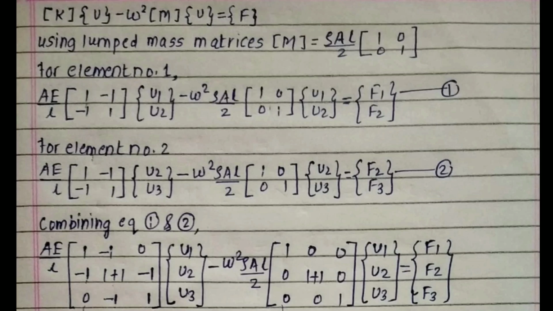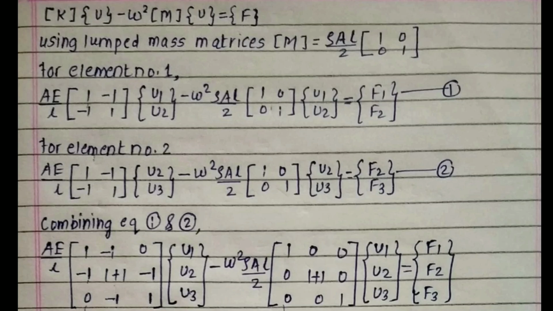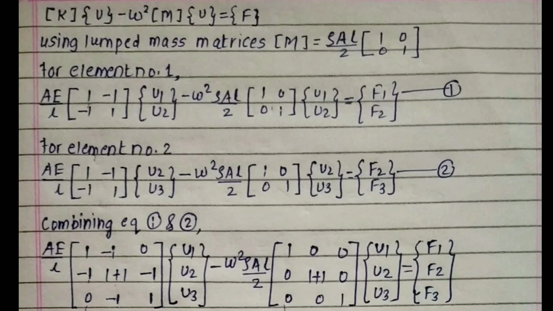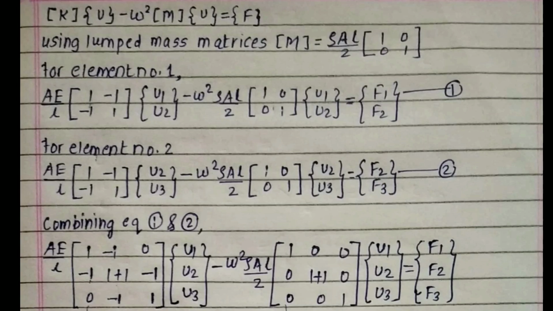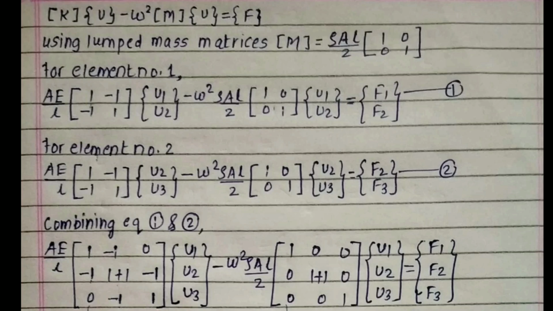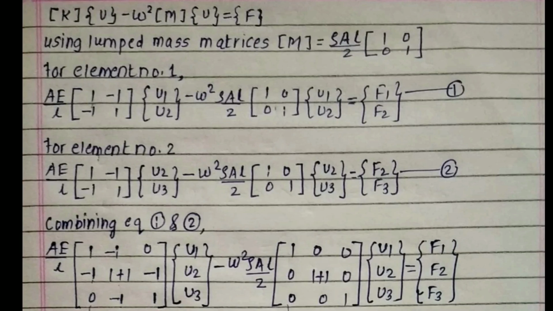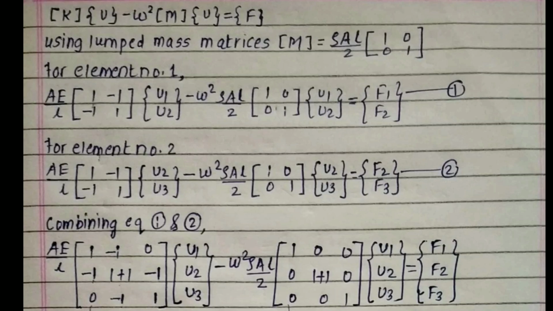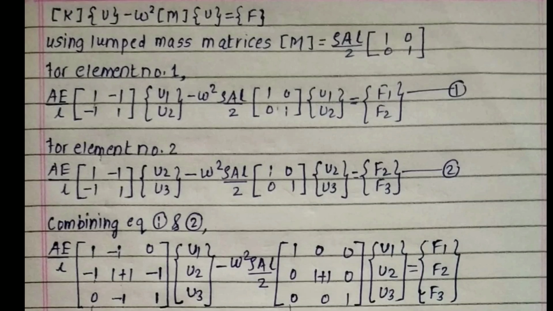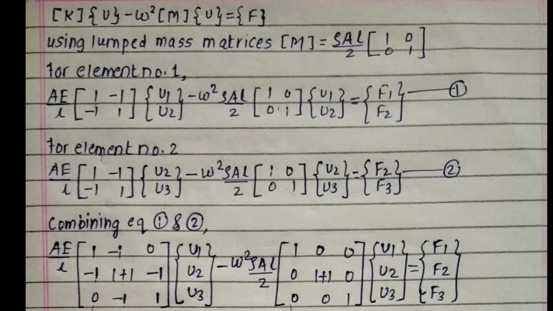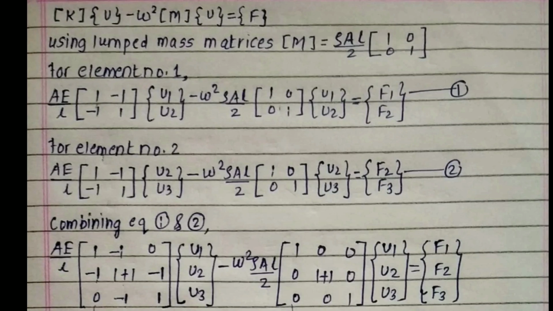So I will write down the basic equation, that is, stiffness matrix K into displacement U minus omega square into mass matrix M into displacement U is equal to force F. For element number 1, stiffness matrix K is given by AE by L into the matrix [1 -1; -1 1] into displacement U1 U2, minus omega square into mass matrix rho AL by 2 into the matrix [1 0; 0 1] into displacement U1 U2, is equal to force F1 F2. I will call this equation number 1.